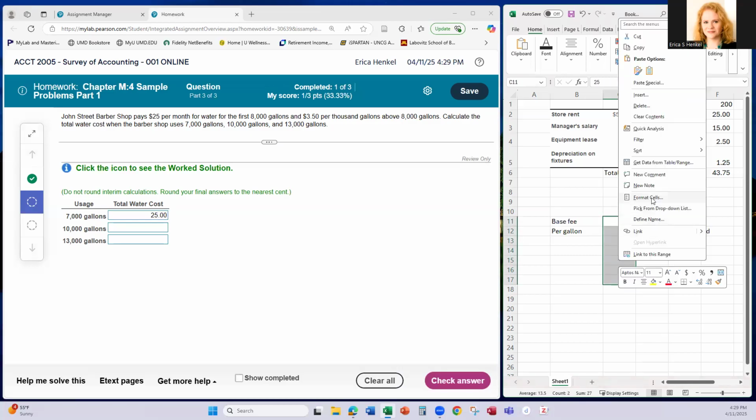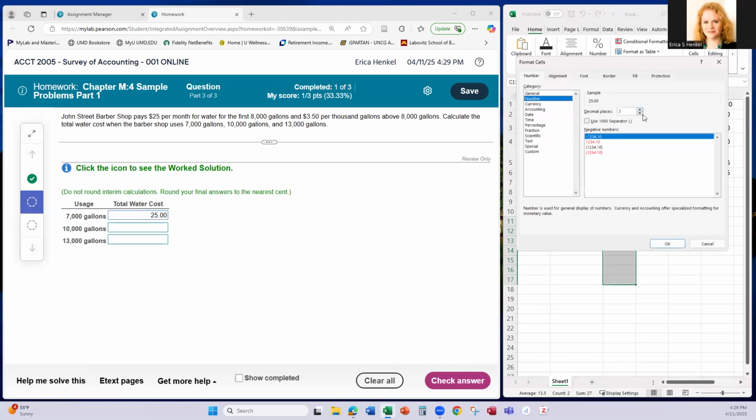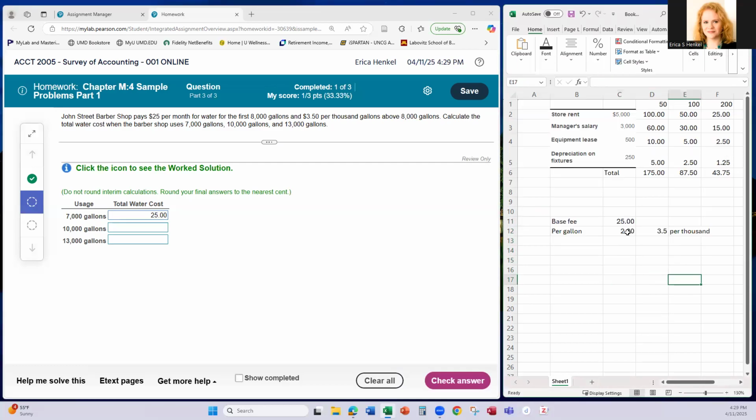Let me make sure again that I don't have rounding here. 10,000 minus 8,000 is obviously 2,000 gallons, so we're getting charged two fees. It's the two additional 1,000 gallons we're being charged for, and we multiply that times the $3.50 per 1,000 extra gallons. So 350 times 2 gets us $7 additional. So 25 plus 7 gets us $32 at the 10,000 gallon level.